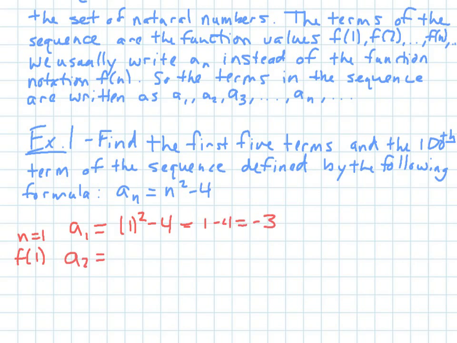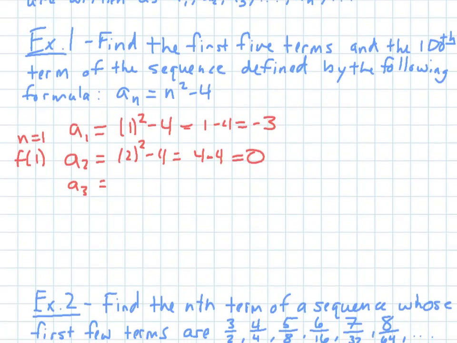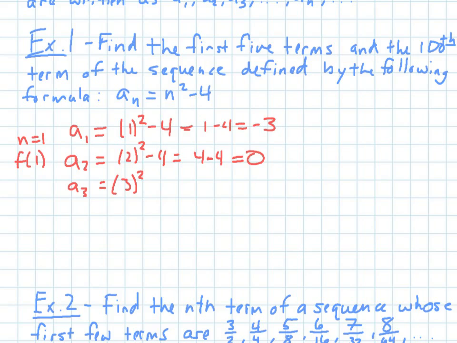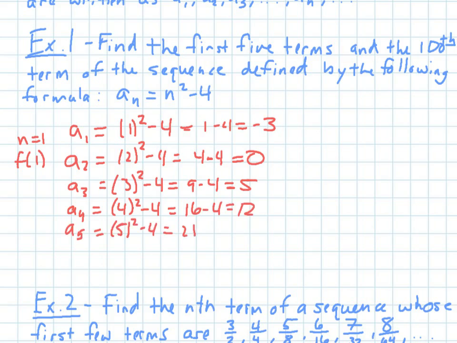Okay, a sub 2 would be 2 squared minus 4. So 4 minus 4 gets us 0. A sub 3 would be 3 squared minus 4, which is 9 minus 4, which is 5. A sub 4 would be 4 squared, so that gives me 16 minus 4, which is 12. Then a sub 5 would be 5 squared minus 4, which is 25 minus 4 is 21. And so that's the first 5 right there.